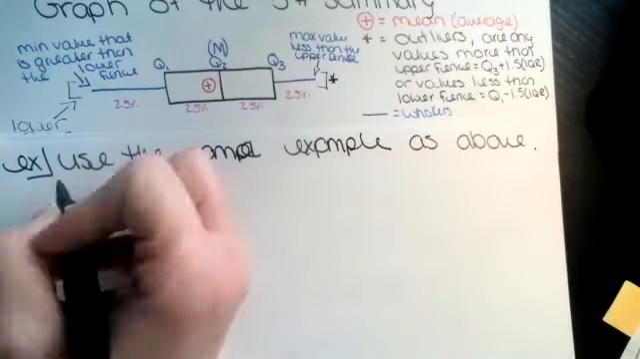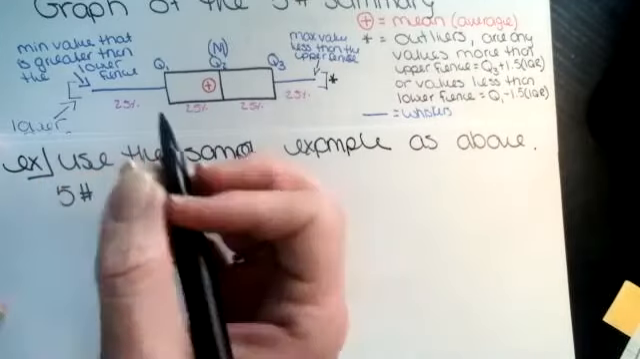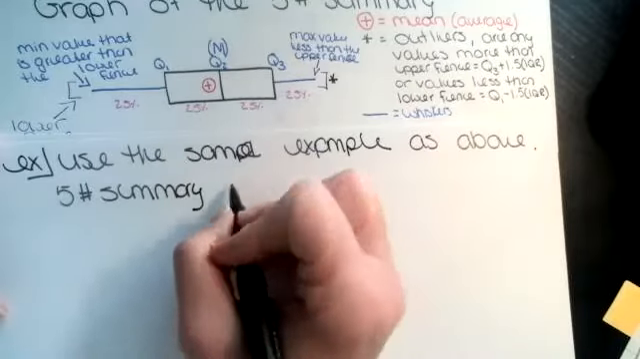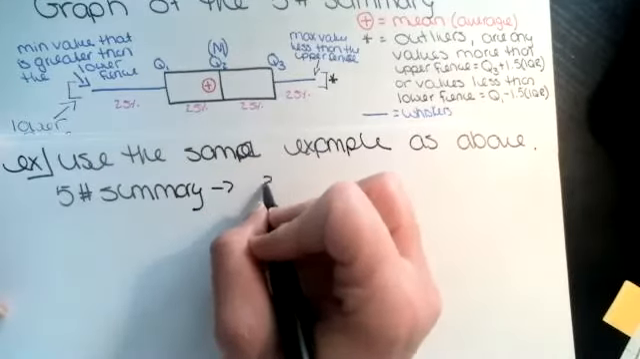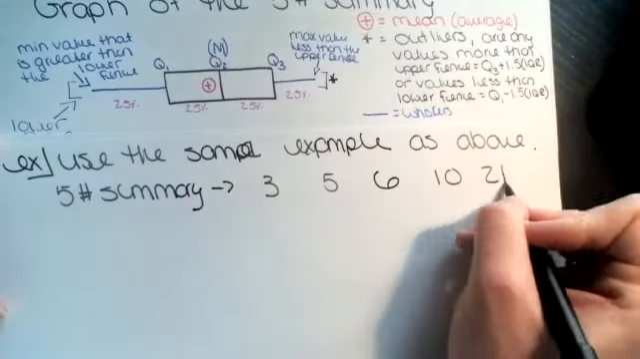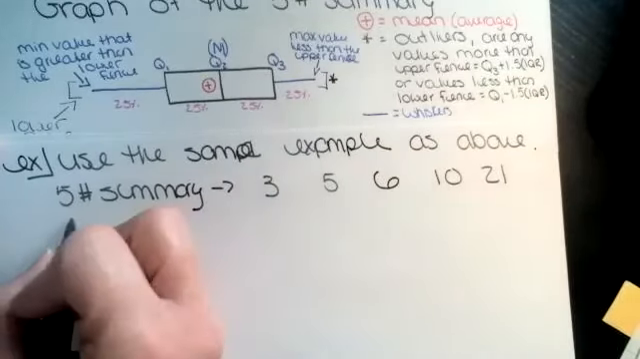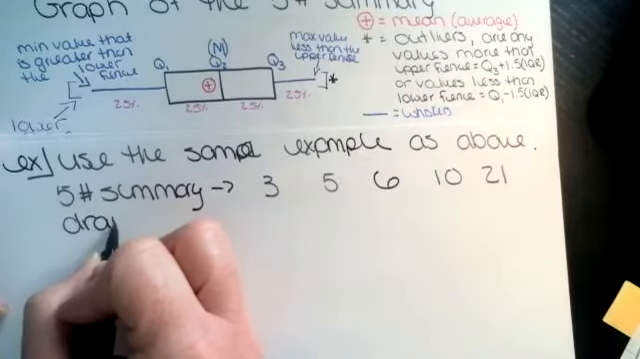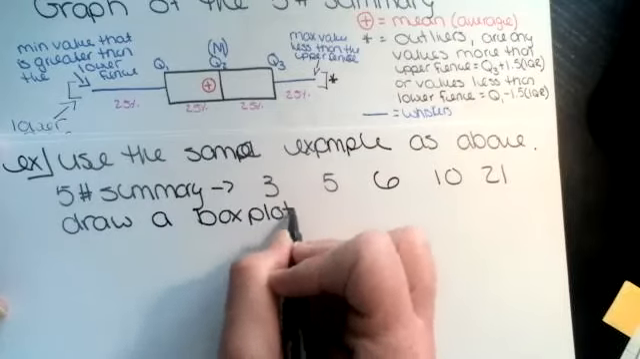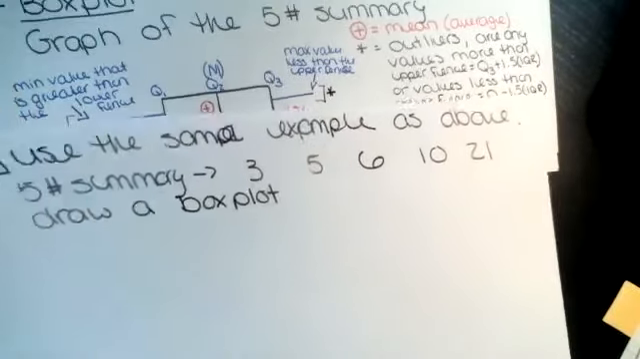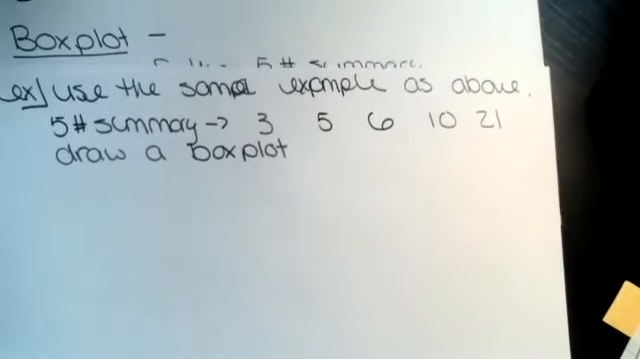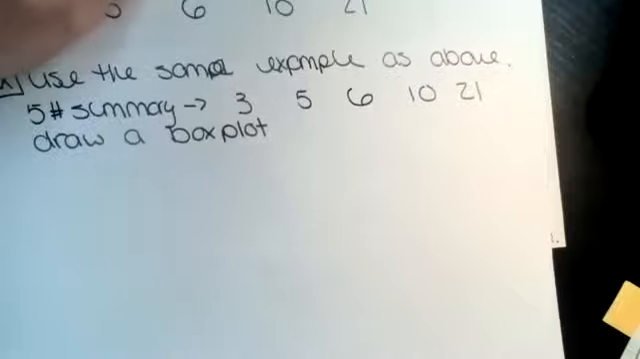So the 5-number summary, I'm just going to write so I don't have to keep showing this other page. The 5-number summary is 3, 5, 6, 10, and 21. And I want to draw a box plot. Now, we don't always have to do these by hand after today. We can use our technology, but I don't really know if it's any easier or quicker using our technology, to be honest, with these.